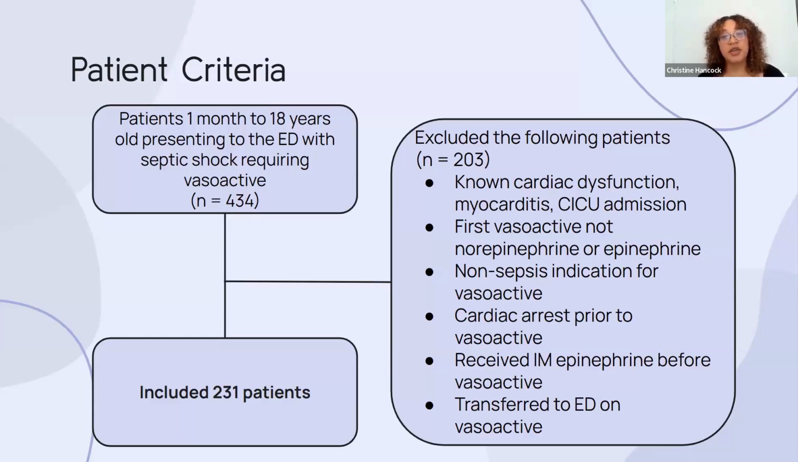They also excluded patients who had a vasoactive that was not norepinephrine or epinephrine, so that included dopamine or phenylephrine. They also excluded those who had non-sepsis indications, as well as those who received intramuscular epinephrine, which meant that patients potentially were coming in with anaphylactic shock. They also excluded those who had a cardiac arrest prior to starting a vasoactive and those who were already on vasoactive medication when they were transferred to the ED. Based off all those exclusions, this inclusion left 231 patients.